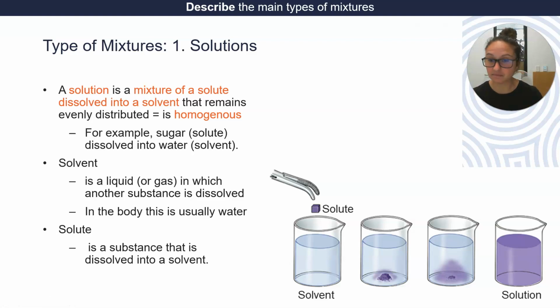Easy as that, okay? Now, can you see that if we put a sugar cube into water, eventually you won't be able to see the individual sugar molecules, can you? It all looks the same. So when we look at something and it all looks the same, we say that it's homogeneous, okay? So a solution is putting a solute into a solvent equals a solution, okay? The solvent is usually water in the body.